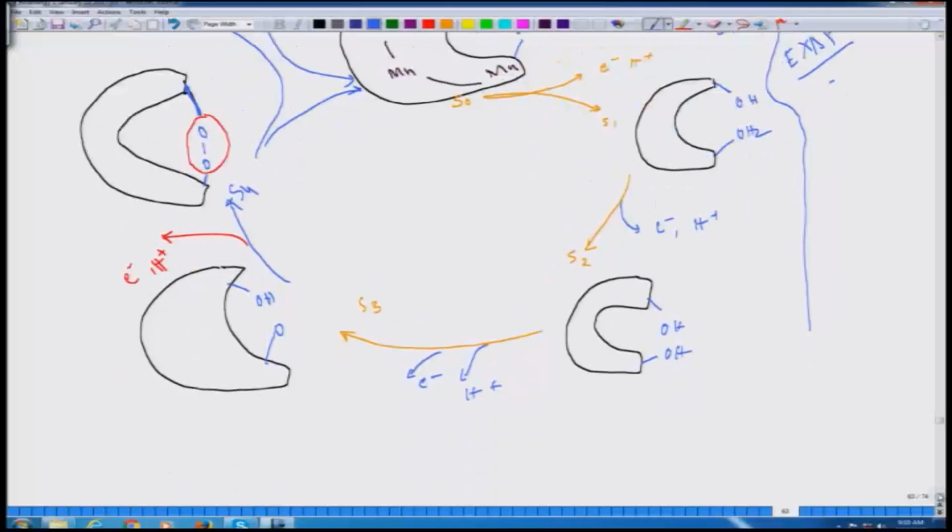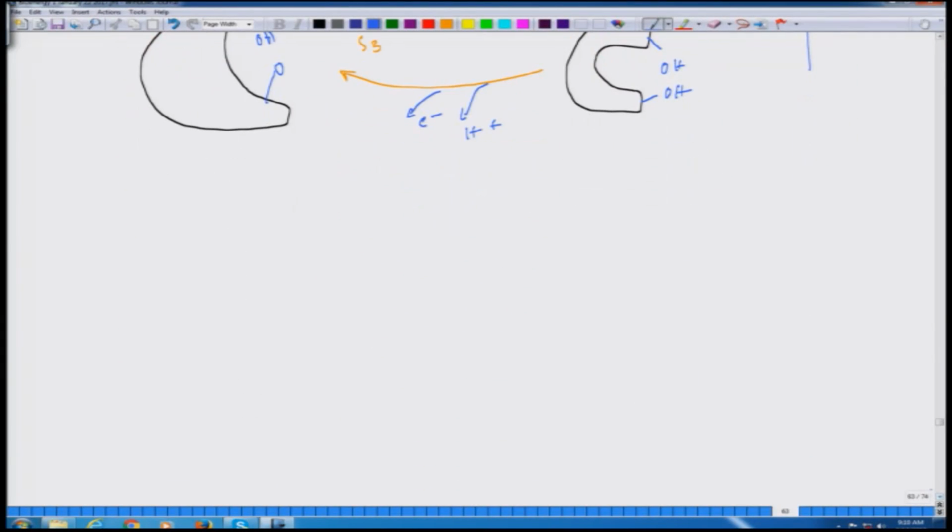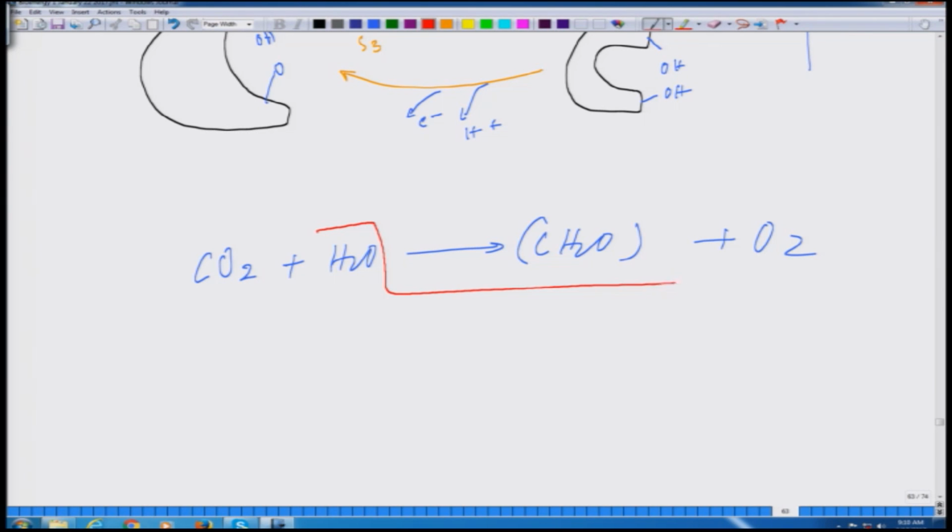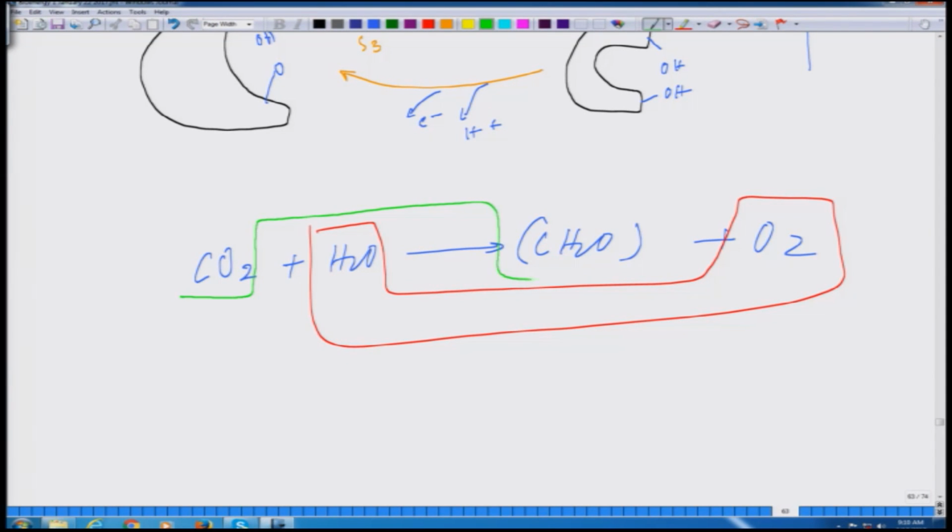The other part of the reaction, if you remember, going back to that reaction again. The basic reaction where we started was CO2 plus H2O giving CH2O plus oxygen. Now you know how this reaction is taking place. What you do not know is how this reaction is taking place. We will talk about this reaction next.